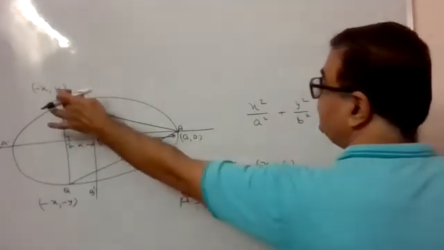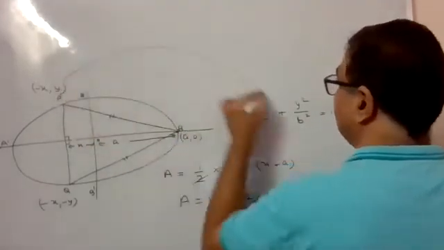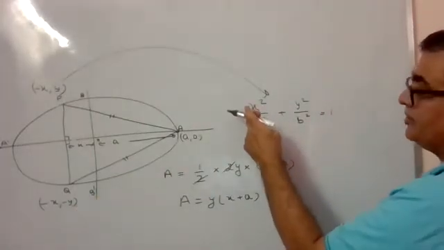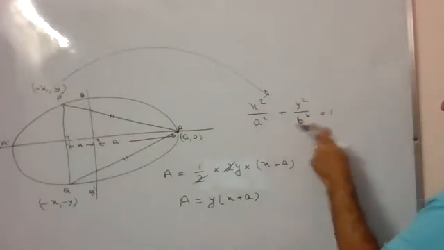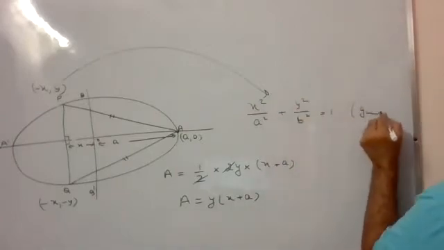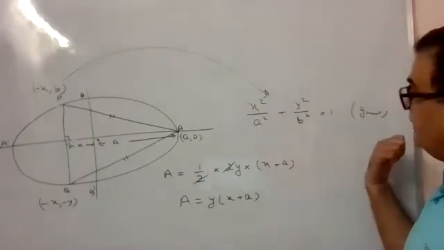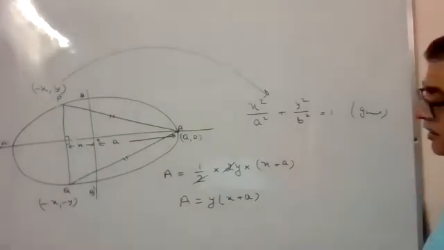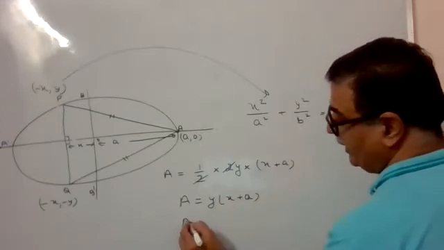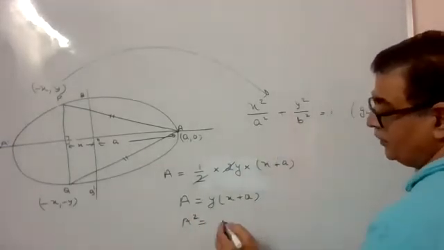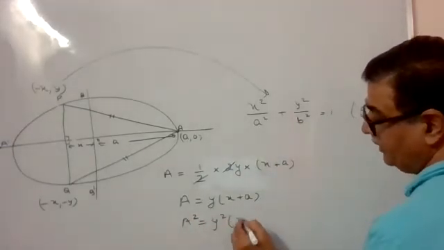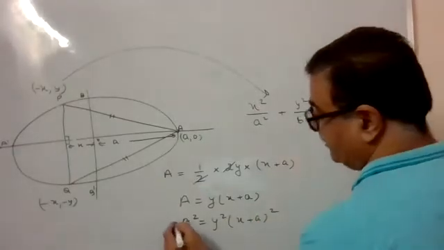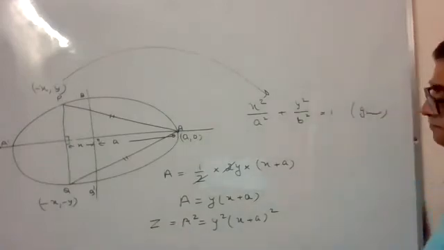y and x, this point satisfies the ellipse. This point will also satisfy here. That means we have a relation x square by a square plus y square by b square is 1. This is my given case. And as it is given, I should put this in terms of y or in terms of x. Better we will take square of it because y square is easy to calculate. So I'll write y square times x plus a whole square, and this has come out to be z for us.